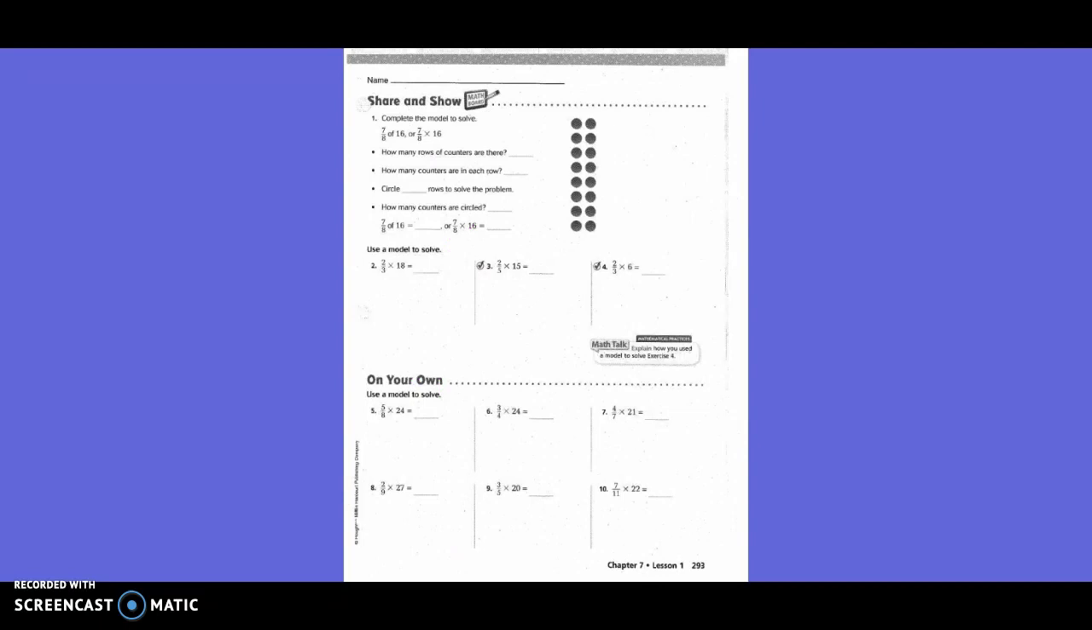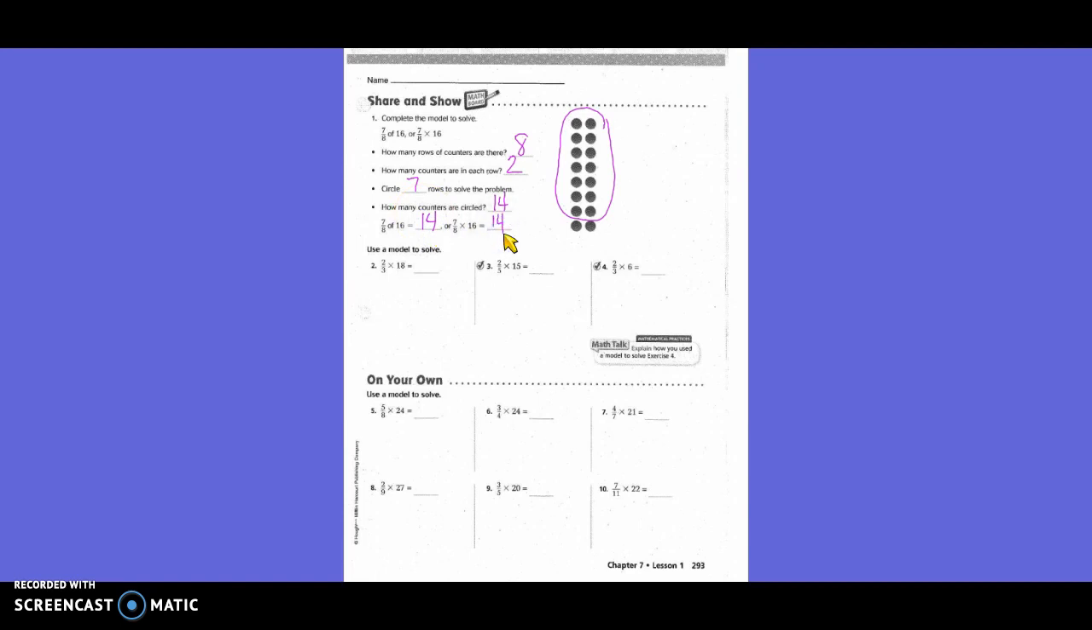Complete the model to solve 7/8 of 16 or 7/8 times 16. How many rows of counters are there? So how many rows do we have, guys? Remember, your denominator tells you how many rows. So how many rows? 8. How many counters are in each row? 2. How many rows do we need to circle? 7, because that's what our numerator is, right? So we're going to do 7 rows. How many counters did I circle? 14, because 7 times 2 is 14. So 7/8 of 16 equals 14. 7/8 times 16 equals 14.